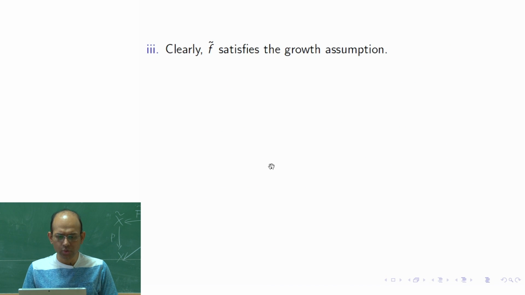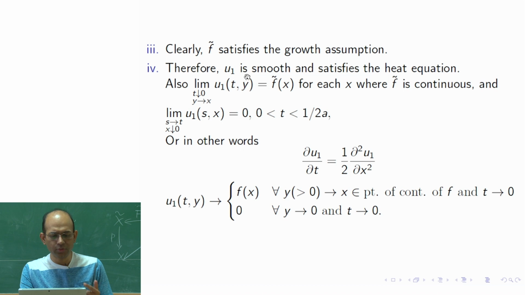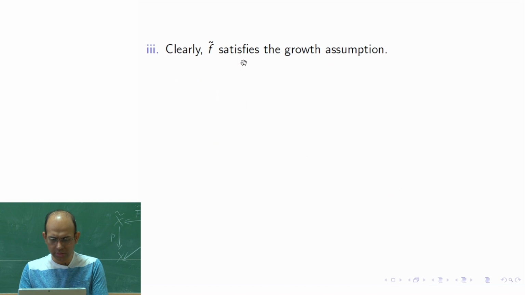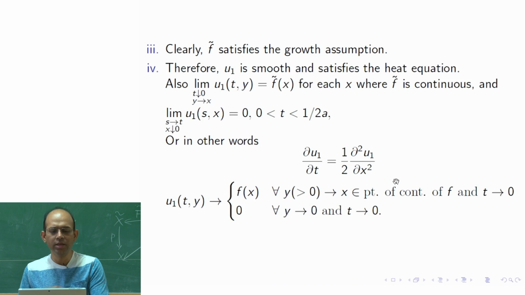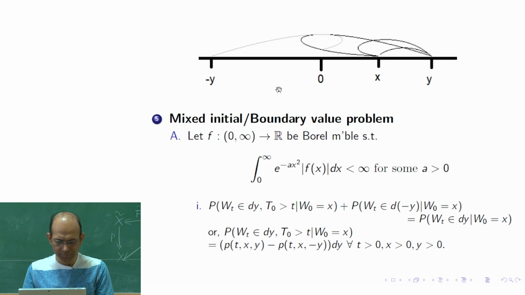Okay, so it satisfies the growth condition, and we have already seen that when this satisfies the growth condition, then this conditional expectation satisfies the heat equation. So u1, which is defined in this manner, satisfies the heat equation. And in addition to that, if we find out the limit, what happens when t tends to 0 and y tends to x, we would see that it would also be f tilde x. Why is it so? Because it inherits from the function f. We already had that.